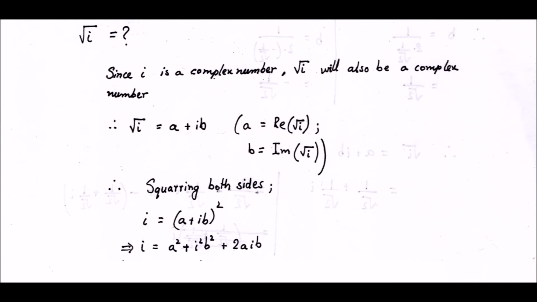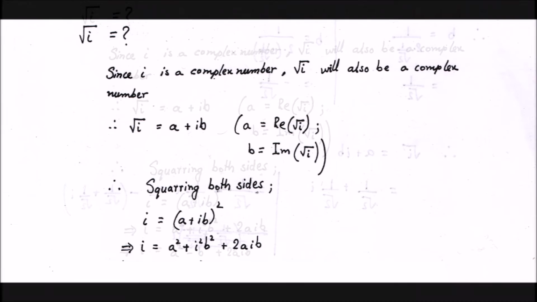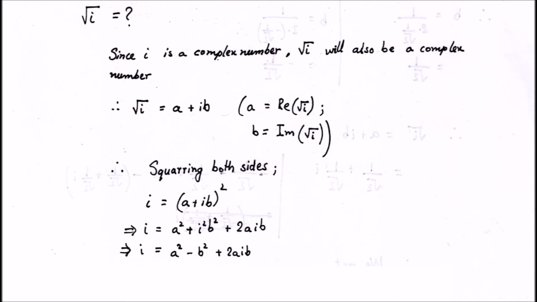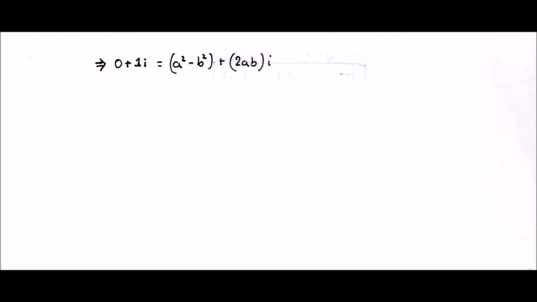So therefore i = a² + i²b² + 2aib. So here the i² is actually -1 because i is the square root of -1. So if we square this i, we will get -1. Therefore, if this i² is -1, then the equation would be i = a² - b² + 2aib. So now we can write the i as 0 + 1i as the complex form a + ib, equals, we take the real part a² - b² + 2abi, which is the imaginary part.